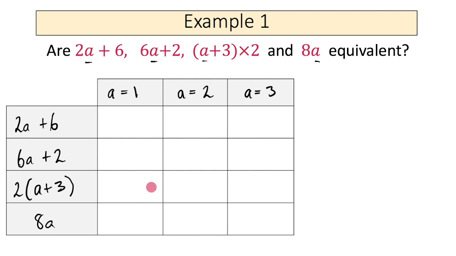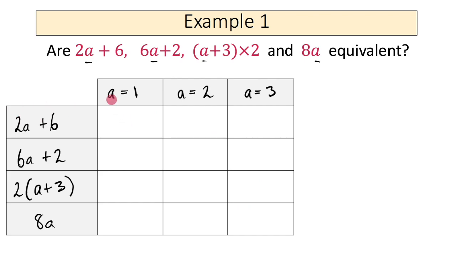Now what I'm going to do is fill out this table of values. Now if they are equivalent, they should all be equal to the same answer for when A equals 1. So all these should be equal. If they are equivalent, they should be all equaling the same number for when A equals 2. And so too for A equals 3. So let's now fill out this table.